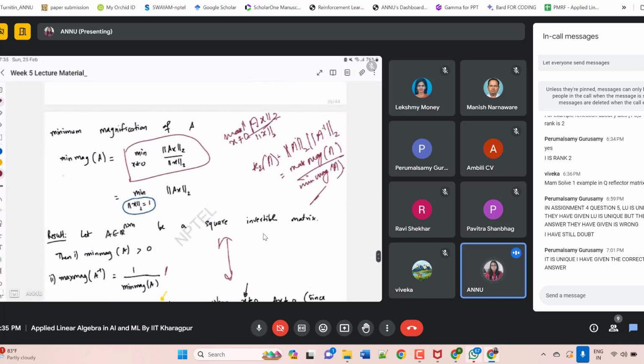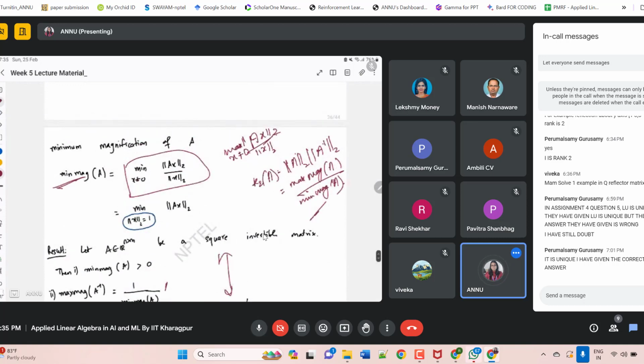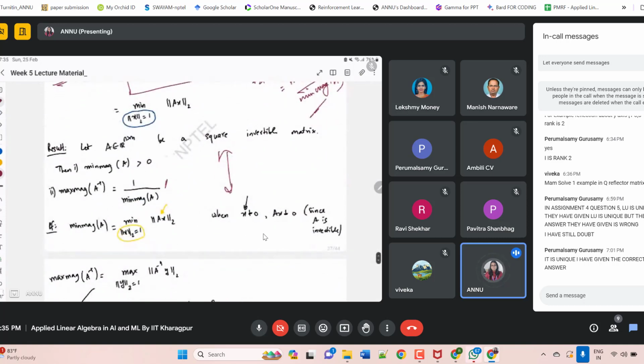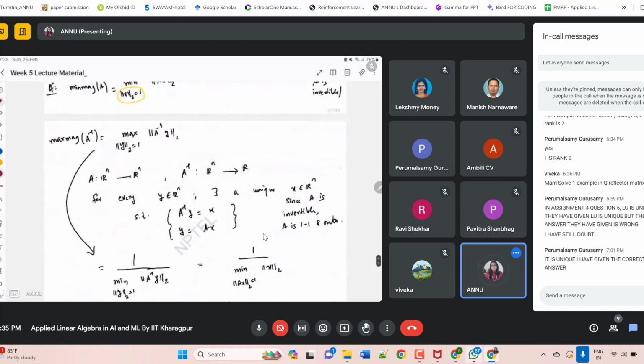Simple thing. This is very straightforward. The same thing goes for min. But if you want to write this particular thing, then it should be greater than 0. And you can write this: max magnitude of A minus A is nothing but 1 upon min of magnitude of A. So that is a proof.